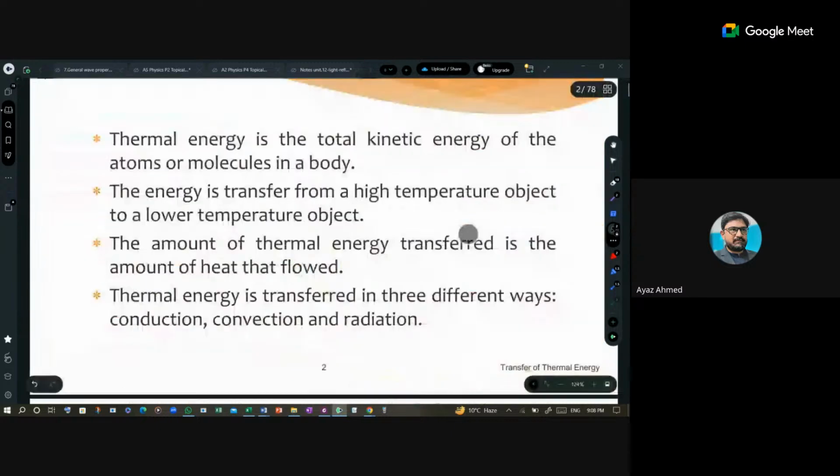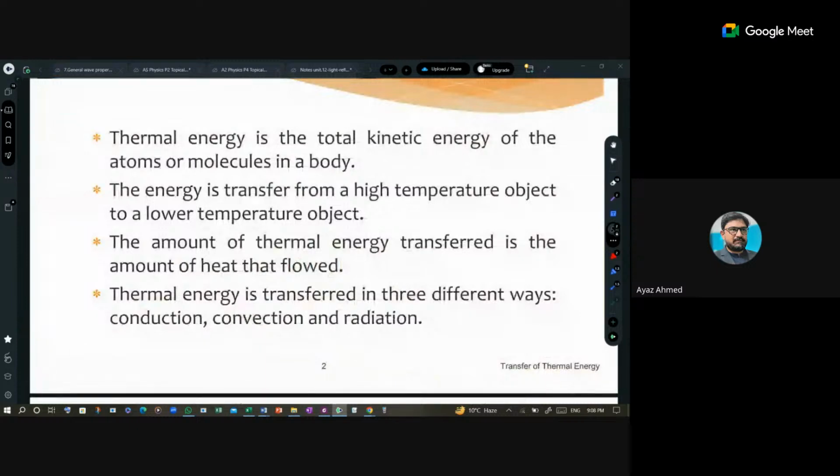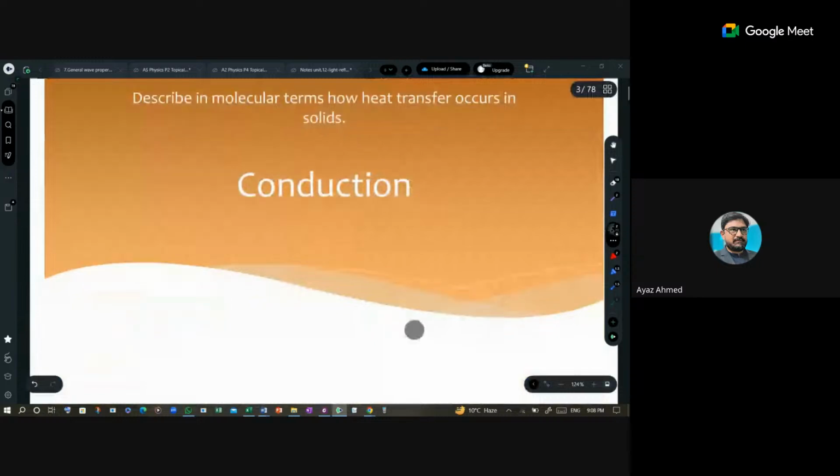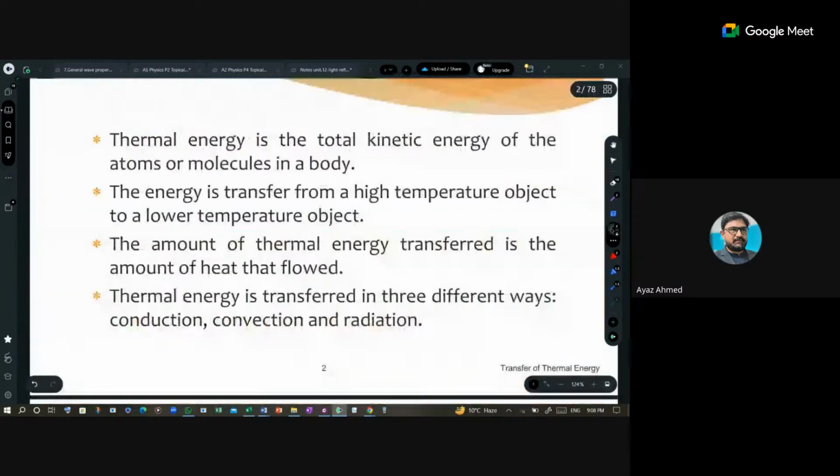Okay, so for conduction, thermal energy is the total energy. This was all about thermal energy. I have given you the idea. Sorry, just a review. The thermal energy was the total kinetic energy of the atoms or molecules in the body. We have gone through that one. And that energy is transferred from higher temperature to lower temperature.